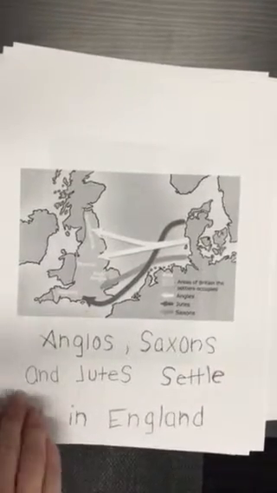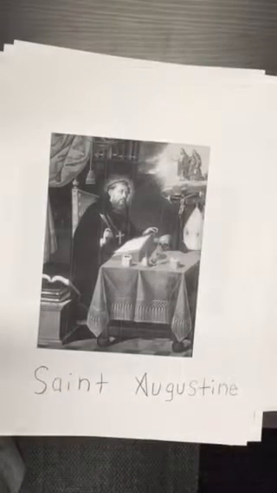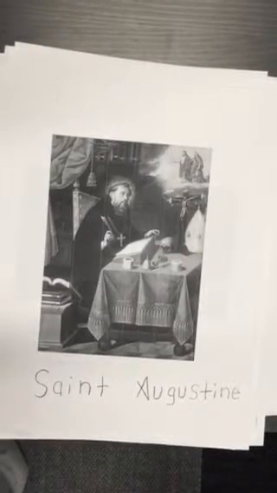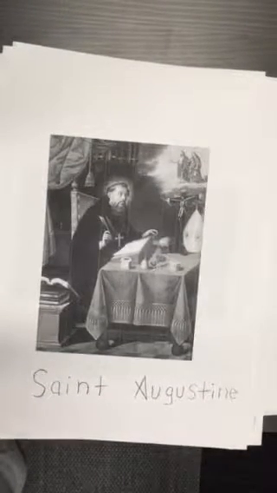In 450 AD, the Anglo-Saxons and Jutes invaded England, bringing elements of the German language with them. Then, the arrival of St. Augustine and other missionaries in 591 AD brought numerous Latin words to the English language.